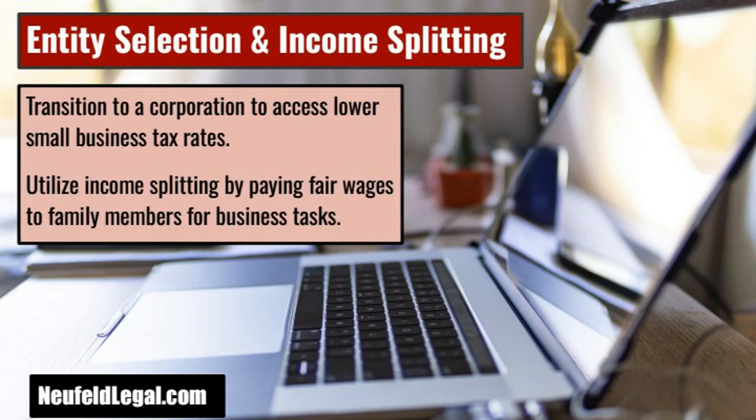Strategic entity structuring and income splitting. As your online revenue scales, the structure of your business becomes a vital factor in tax efficiency. Operating as a sole proprietor is simple, but moving to a corporate structure, like an LLC taxed as an S-corp in the US or a CCPC in Canada, can unlock lower tax rates on active business income. Corporations often allow for income splitting, where you can pay family members for legitimate work, such as moderating comments or managing your inbox, thereby moving income from your high tax bracket to their lower one.